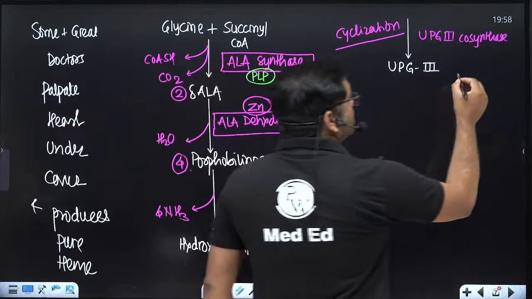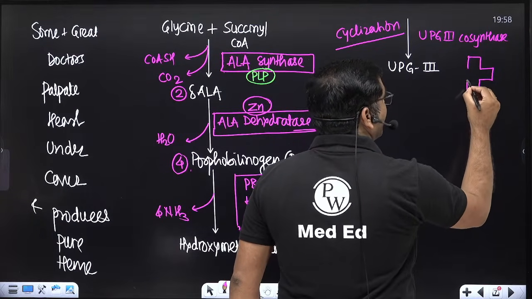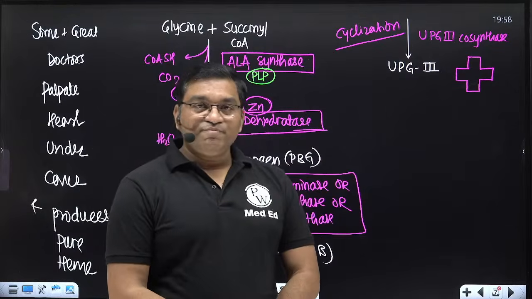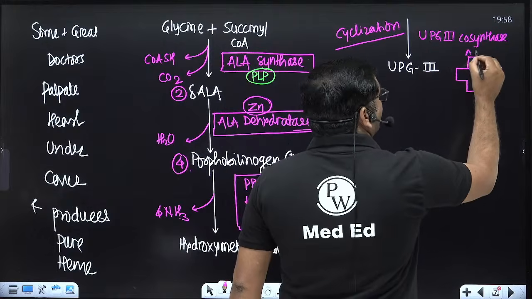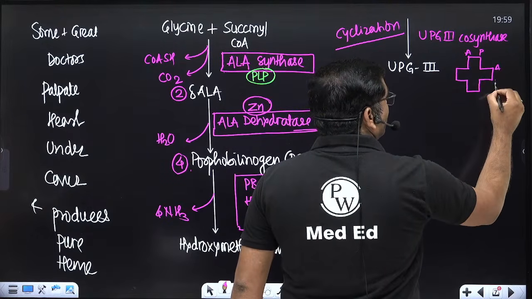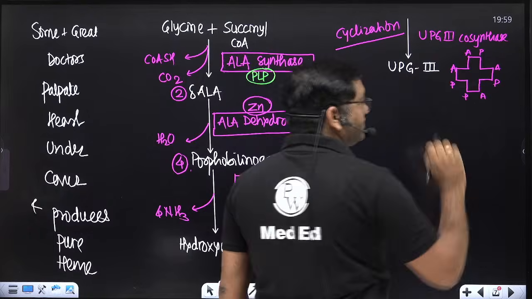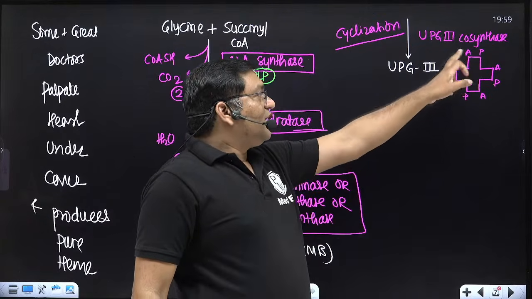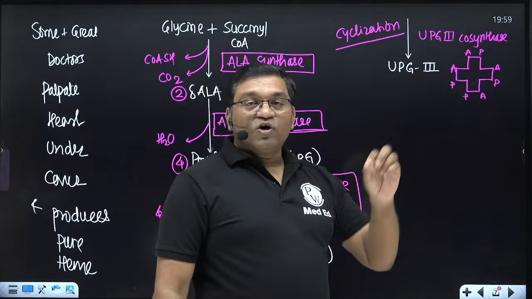Now see this uroporphyrinogen 3, this is a closed ring of 4 pyrroles. No iron has come here yet, and there is acetyl group, propionyl group, acetyl, propionyl, acetyl, propionyl, propionyl, acetyl. That's why it is 3. Otherwise, if it is acetyl propionyl, AP, AP, AP, AP, then it is uroporphyrinogen 1.